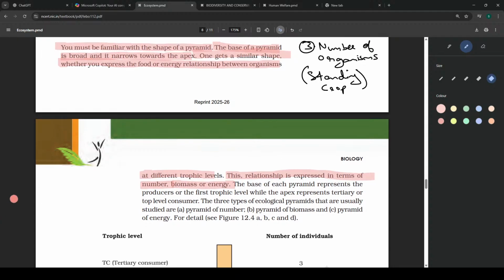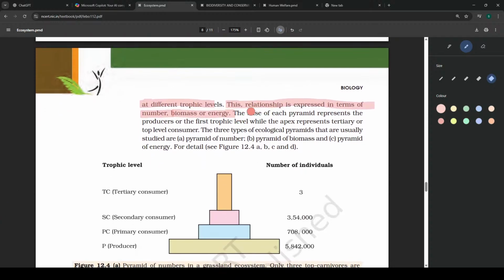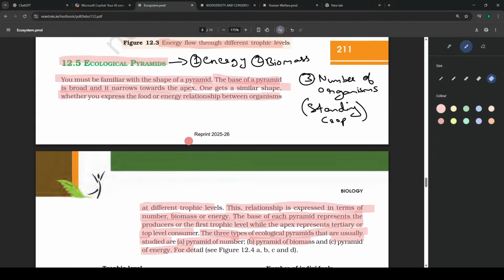This relationship is expressed in terms of number, biomass, and energy. The base of each pyramid represents the producers or the first trophic level, while the apex represents the tertiary or top level consumer. The three types of ecological pyramids that are usually studied are the pyramid of number, pyramid of biomass, and pyramid of energy, as I showed before. I mean, as I wrote here before.